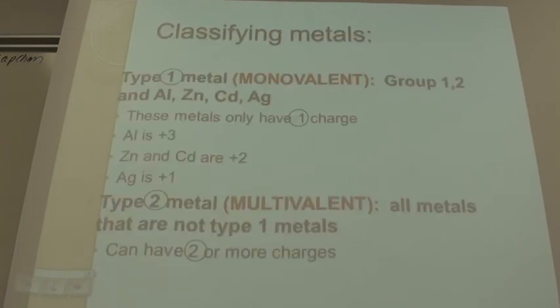Okay. We talked about this just a little bit yesterday, that there are two types of metal, a monovalent type 1 metal and the multivalent, meaning many charges, metal that are the transition metals.